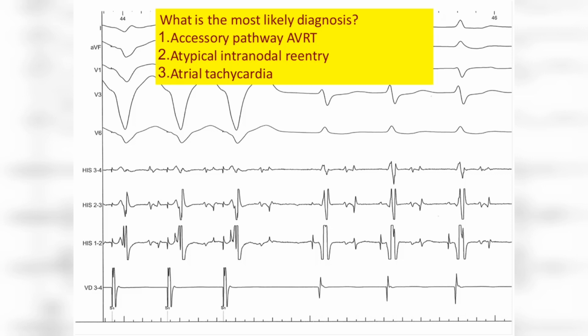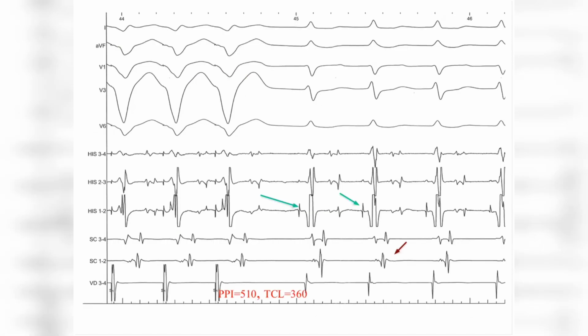Well, actually, we got half and half: half accessory pathway, half atypical AV nodal reentry. Let me try to measure the intervals for you. I'm sure you didn't have the opportunity to measure the intervals carefully, and that is why the answers are so distributed. But if you measure, the PPI was 510 as compared to a tachycardia cycle length of 360.